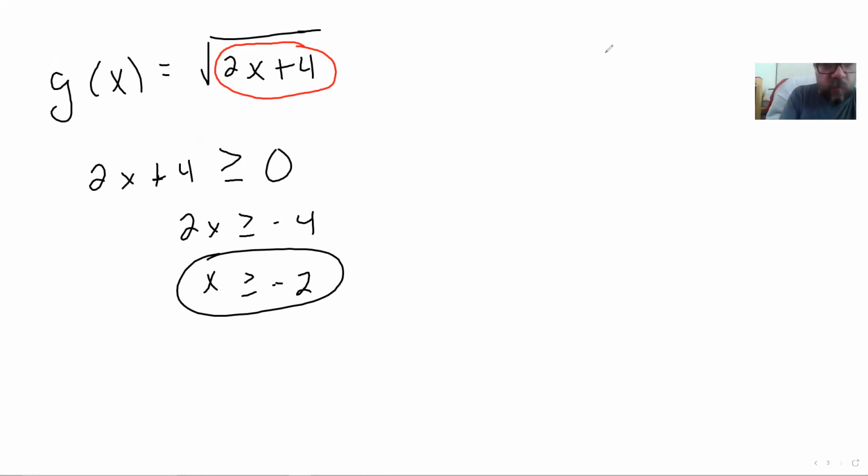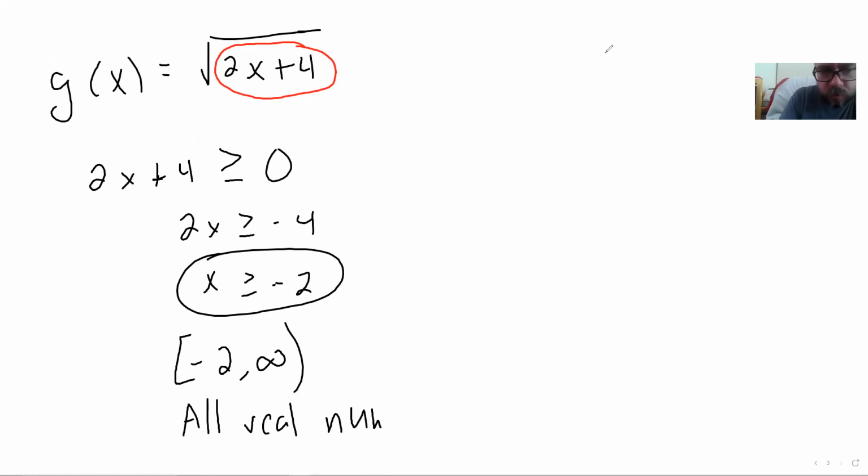Again, we can write this in a variety of ways. I could write this like this, minus 2 up to infinity. We could say all real numbers greater than or equal to negative 2. Ignore my weird R. I don't care what way you say the domain. What I care about is that you get the idea across. That's the important bit.